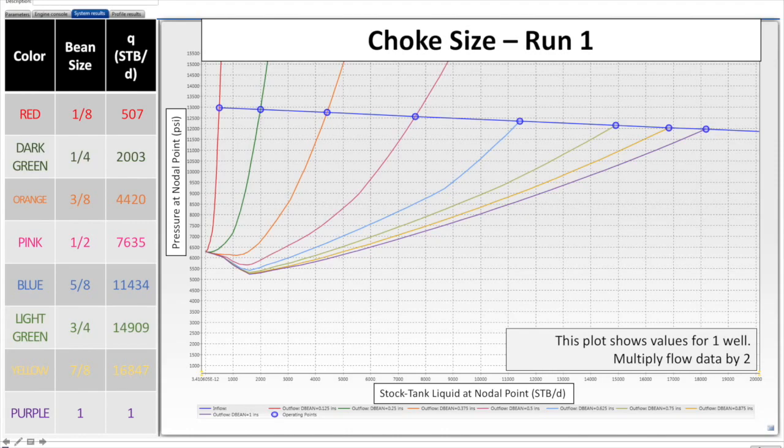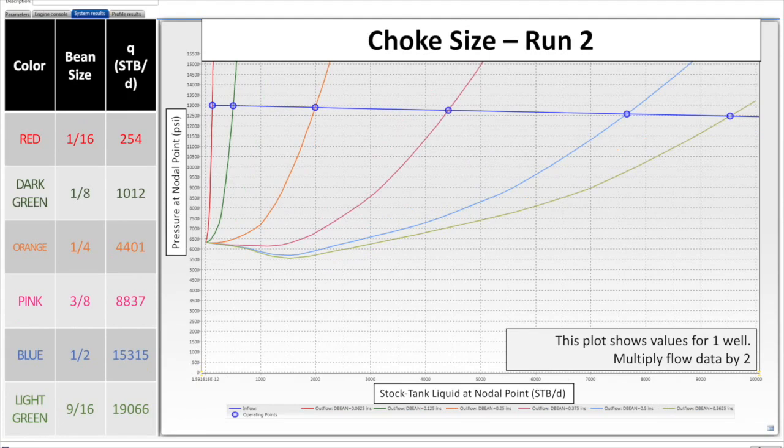While choosing choke openings, we had to keep our maximum separator liquid handling capacity in mind. The separator we are using can only handle up to 10,000 stock tank barrels of oil per day. Therefore, we cannot choose a value which goes over this limit, or else we will experience issues at our separator and possibly cause our separator to quit functioning.